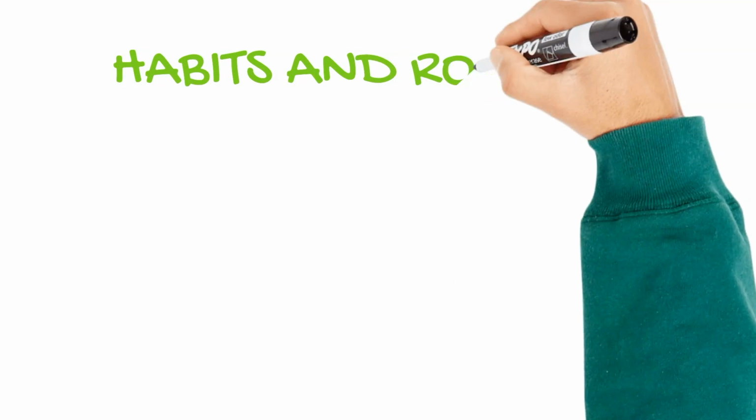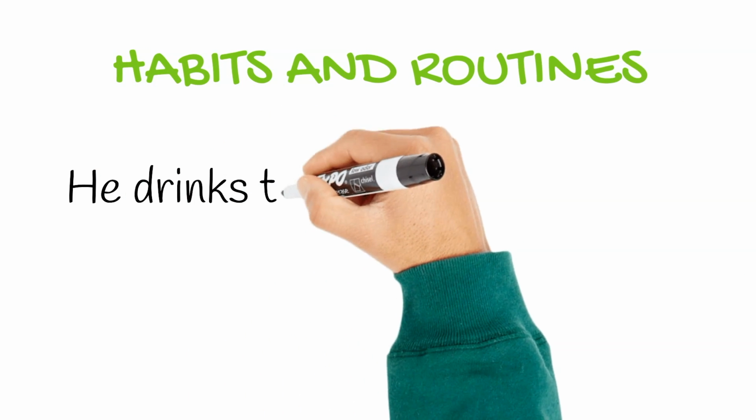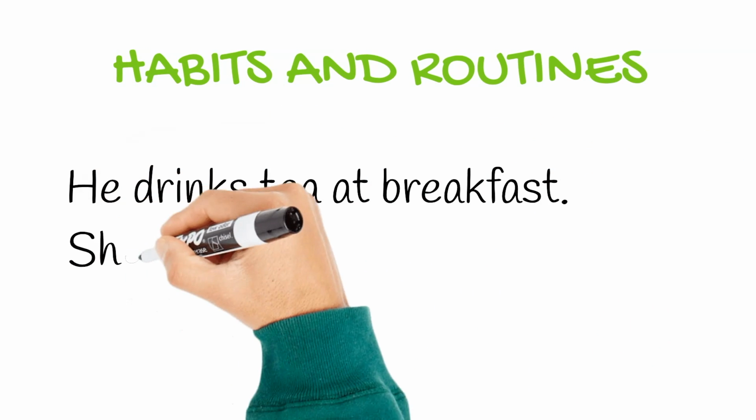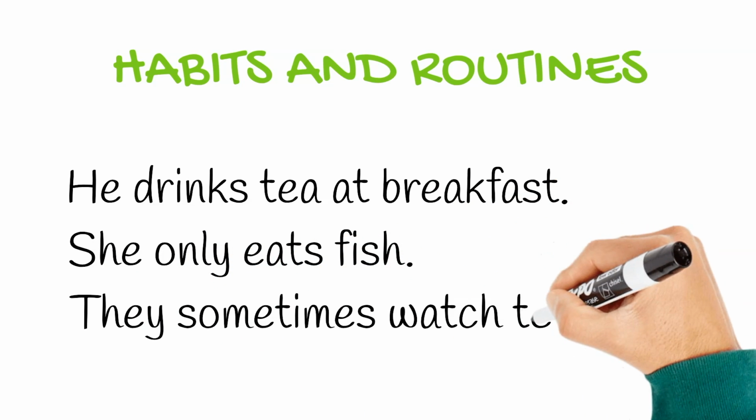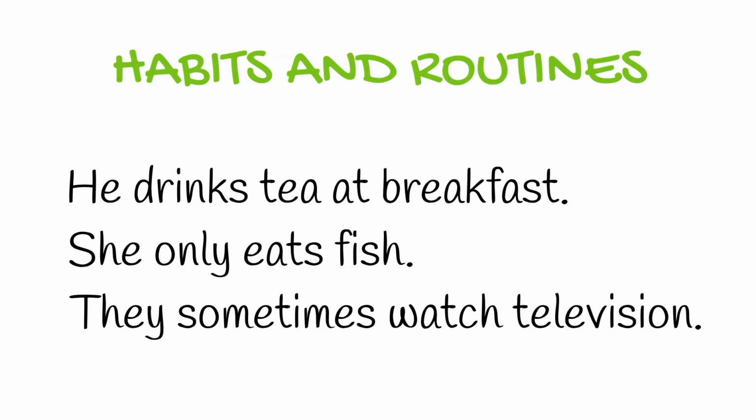We also use the present simple tense to speak about habits and routines. For example, he drinks tea at breakfast. She only eats fish. They sometimes watch television. These are things that people do on a regular basis, and therefore we use the present simple tense.